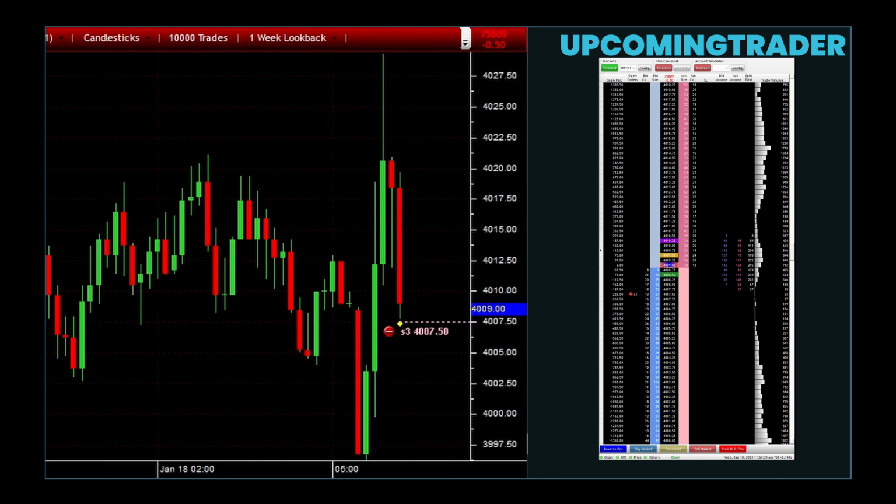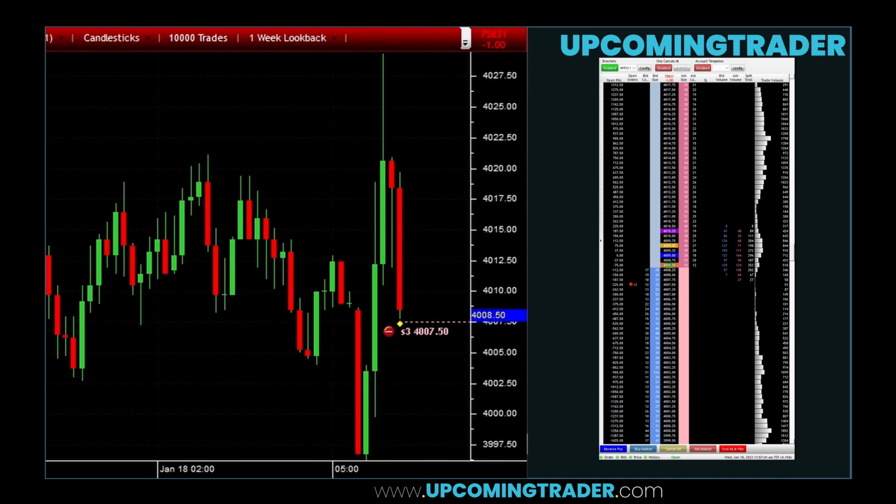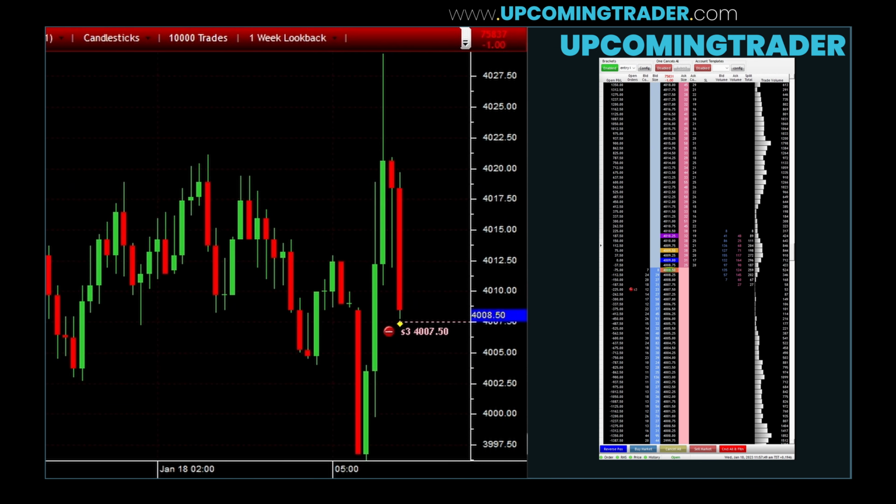Flags and pennants are continuation patterns that usually follow a sharp price movement known as the flagpole. The flag itself is a small rectangular shaped consolidation that moves counter to the trend, while the pennant is a small symmetrical triangle that indicates a period of consolidation. For these patterns, volume is typically high during the formation of the flagpole, which signifies strong momentum and trader enthusiasm. During the consolidation phase, volume generally decreases, reflecting a pause in the trend as traders take a breather or reassess.